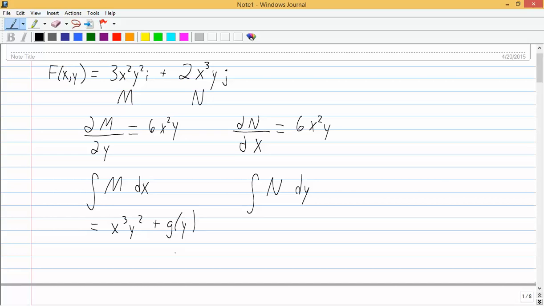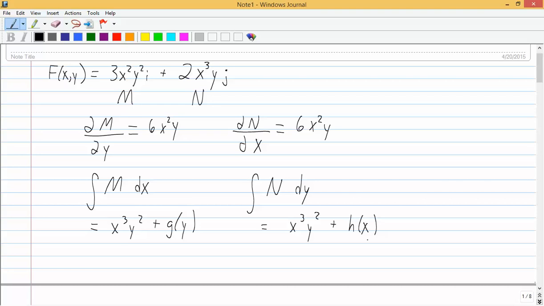So you use the original M? Yes, you have to use the original. We don't use this that we took the derivative of. We get the potential function from this function here. Alright, and then integrate N with respect to y. So that's going to be x cubed y squared divided by 2, cancels this 2 out, plus some function, and I'll make it h of x.